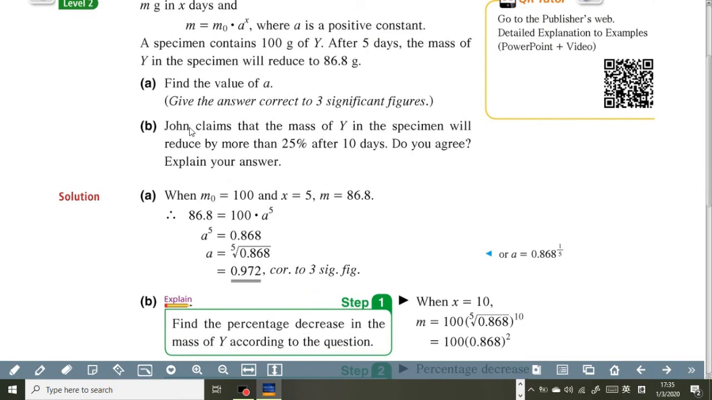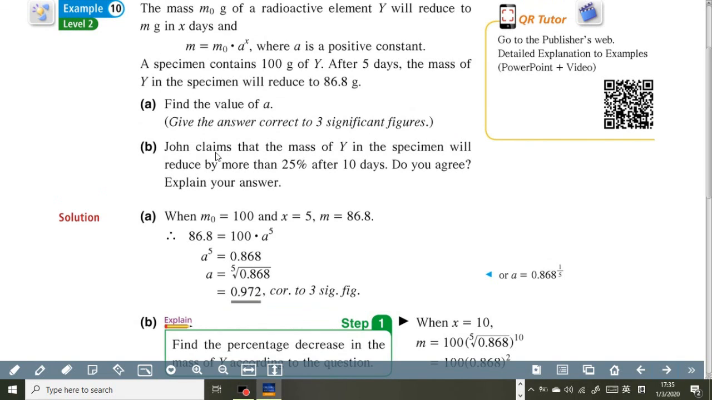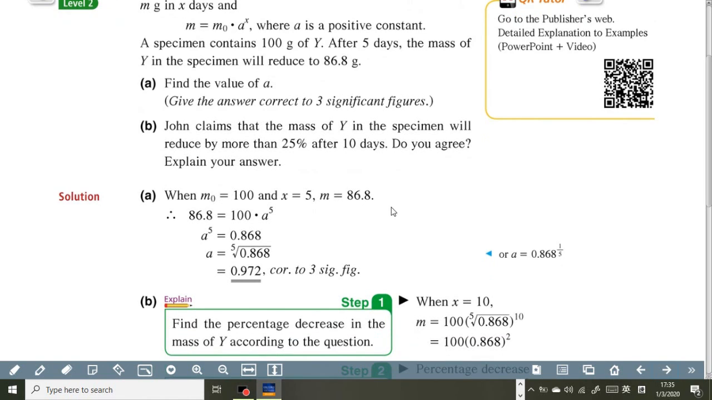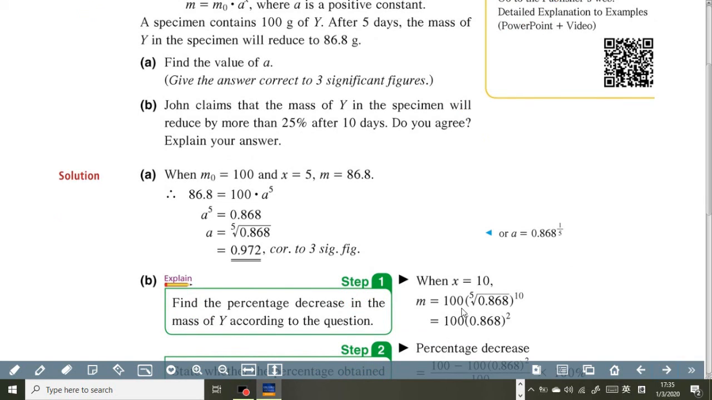So in part B, John claims that the mass will reduce by more than 25%. So you want to find the percentage decrease. Is this more than 25? So we must know the mass of the element Y after 10 days. So we put x equal to 10 in the formula. It is 100 times a, where a is the value we took here. So you get this one.